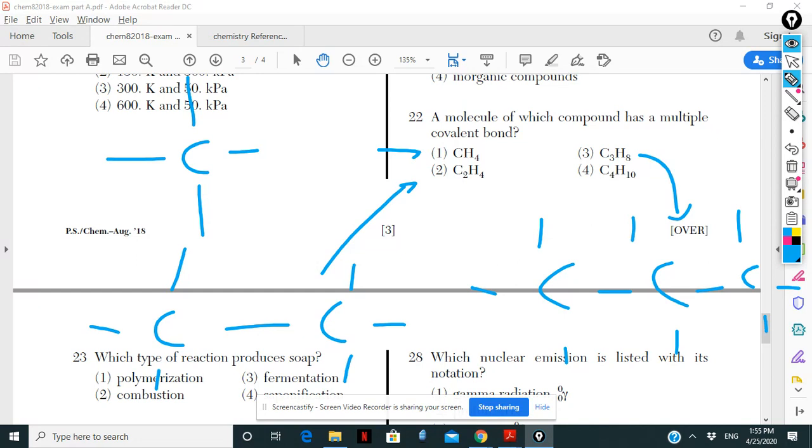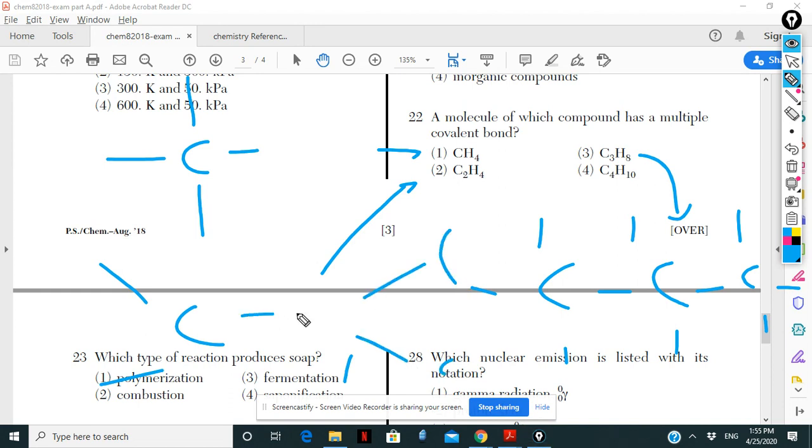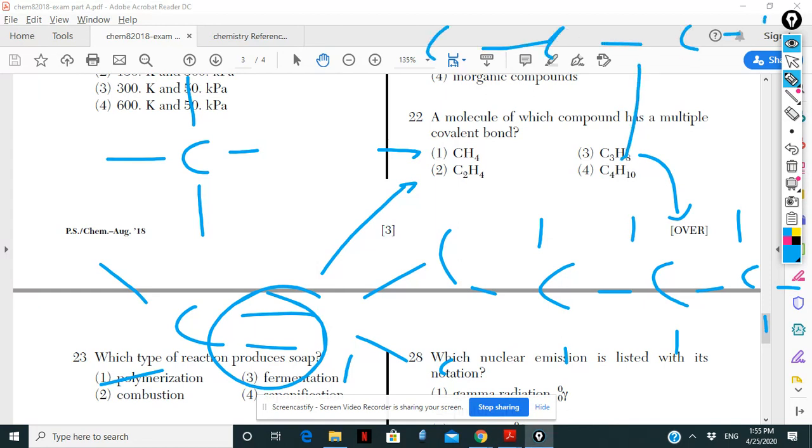Sorry, I mixed up one. This compound has only 2 hydrogen, so it has a double bond here. And the last one has single bonds and hydrogen. So that's the only one that has a double bond, that has multiple.